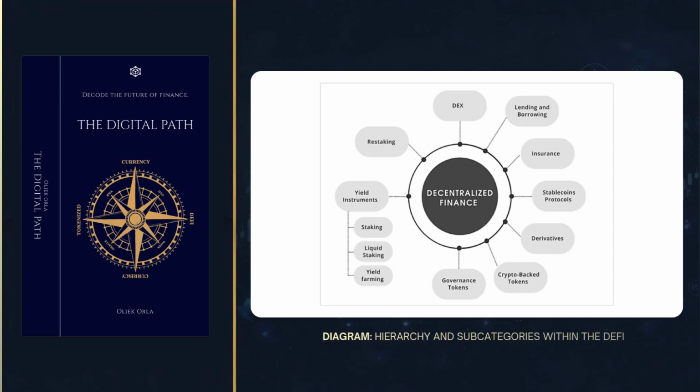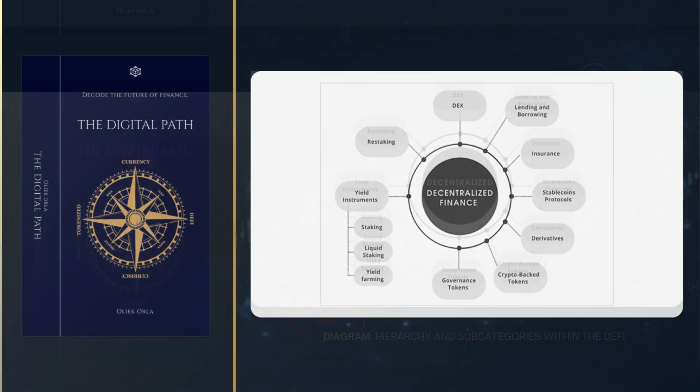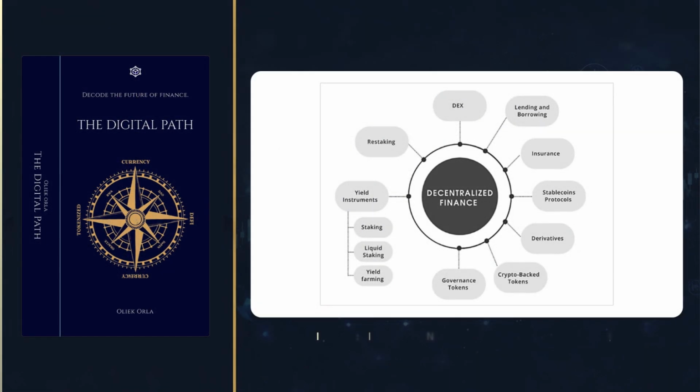Governance tokens. Governance tokens give users the ability to participate in protocol decision-making. Token holders can vote on upgrades, adjust parameters, and influence how funds are allocated. This shifts control from centralized entities to distributed communities, aligning incentives between users and developers while fostering long-term sustainability of protocols. Examples: Uniswap, Aave, MakerDAO, Sky, and Compound.